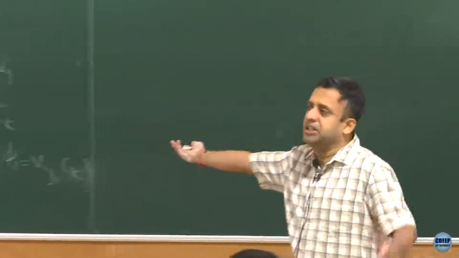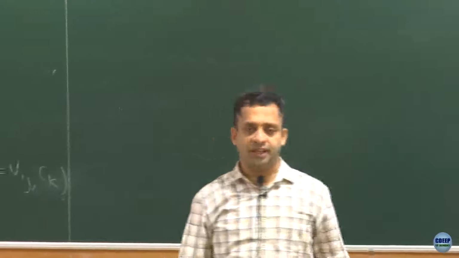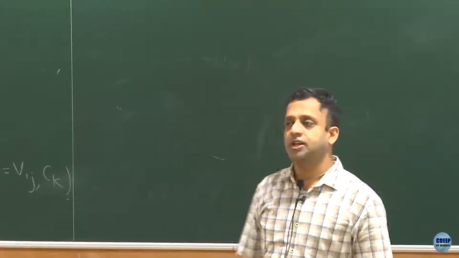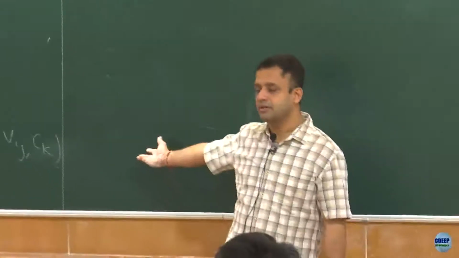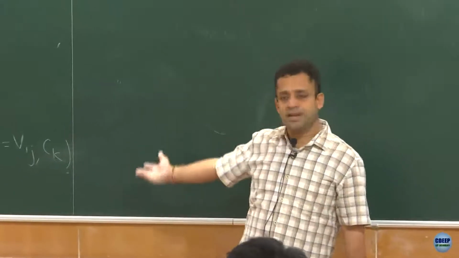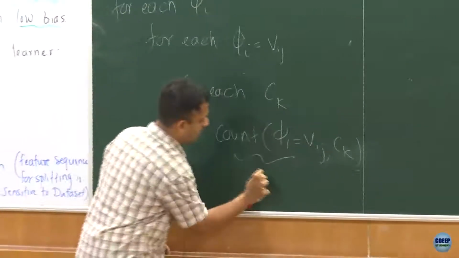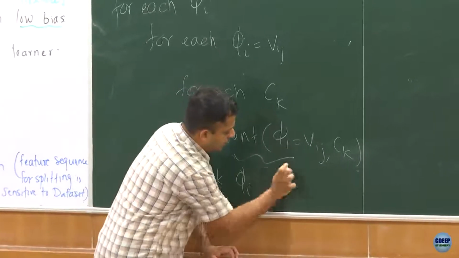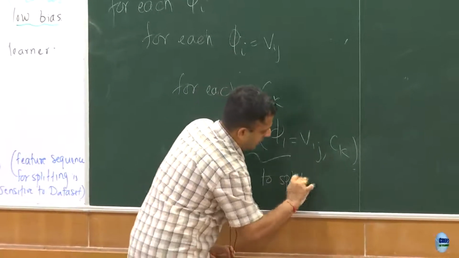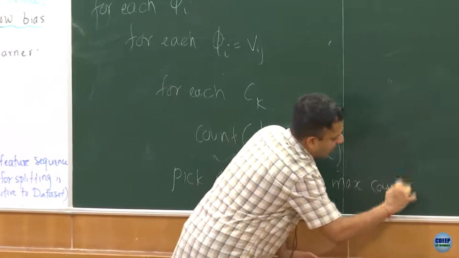So I'm just suggesting a simple heuristic. I'm saying for each value that a feature can take, right, and for each class, count the number of times they co-occur and pick phi i to split with max count. Okay, let's just get these counts quickly.